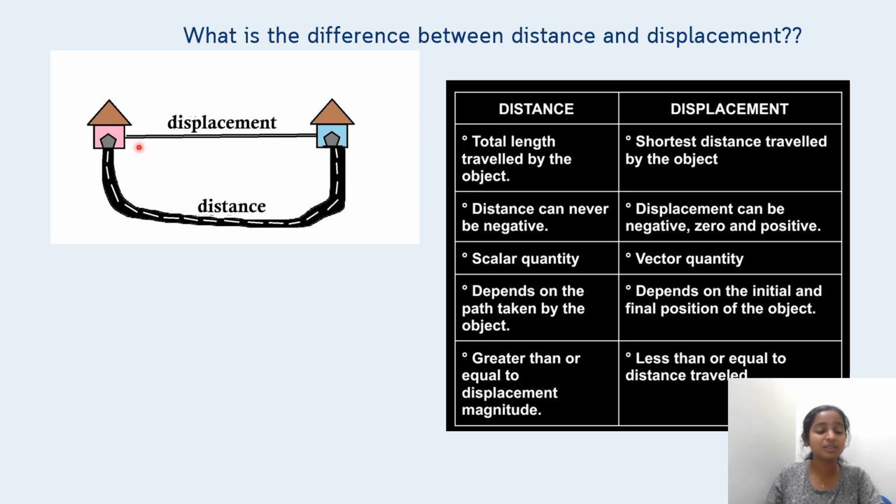You can see that the displacement is lesser than the distance. Or if there is only one way to reach from here to here, both displacement and distance will be the same thing. So distance will always be greater than or equal to displacement, whereas displacement will always be lesser than or equal to distance. Hope the differences are clear. It's a very important question.